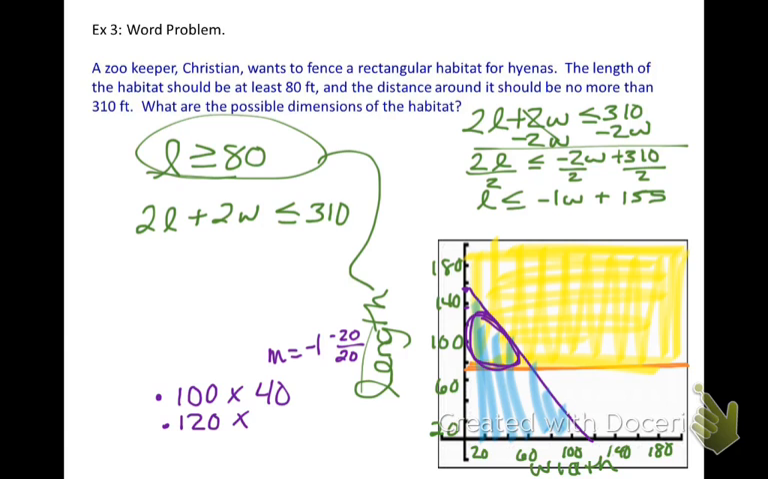I could do 120 by, it looks like, 40, or you could say by 30. It doesn't matter. Any of those in between those numbers. So here's some possible answers that you can say. You just have to choose points in between. Don't put decimals. Just put whole numbers for your possible answers.